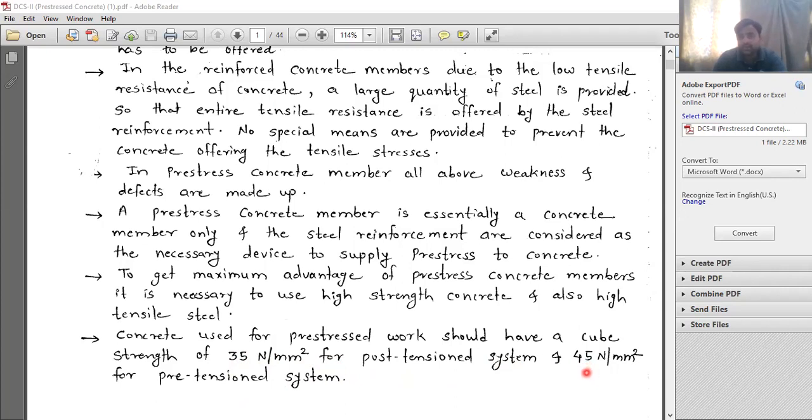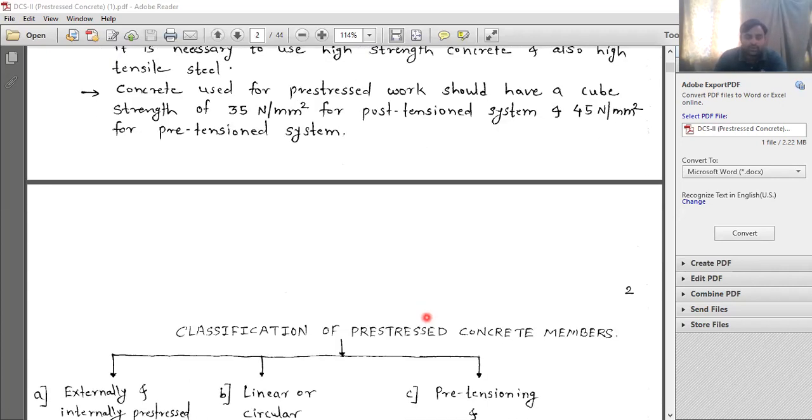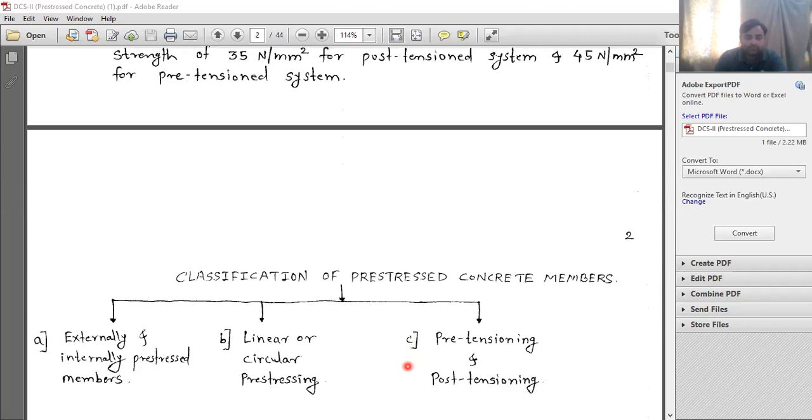Then prestressing is useful. So these are some introductory parts about prestressing.